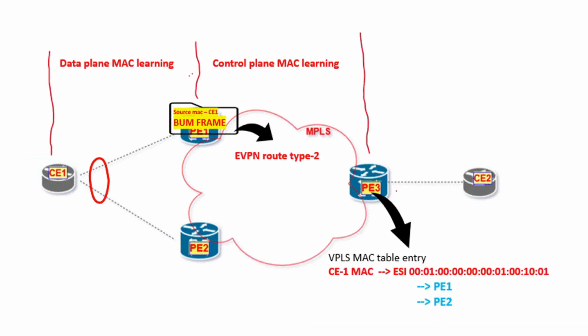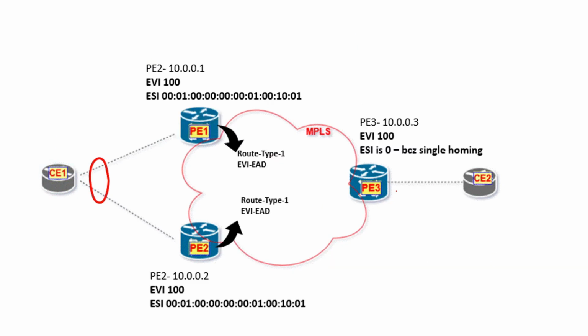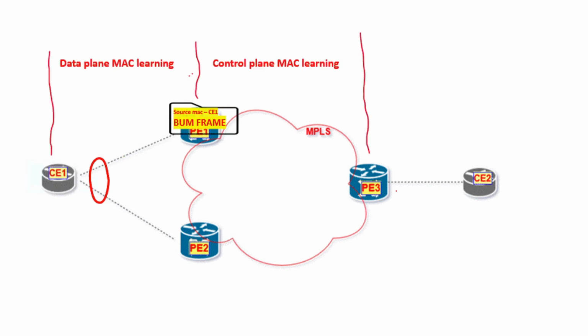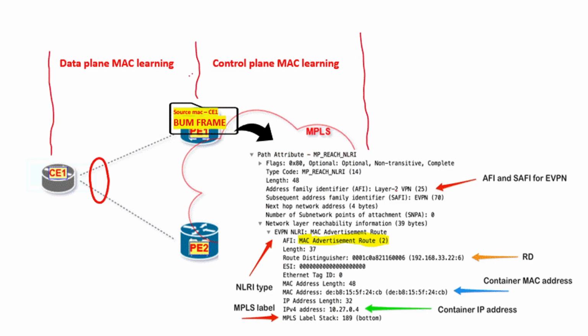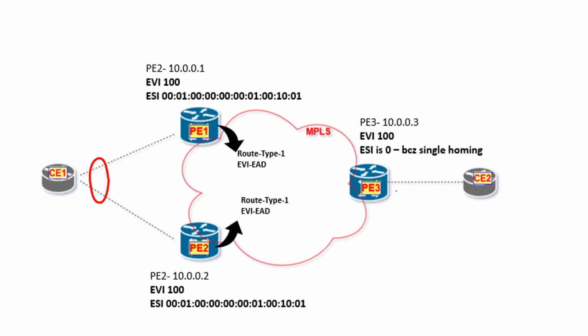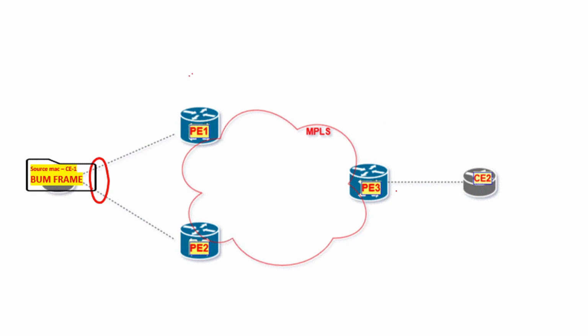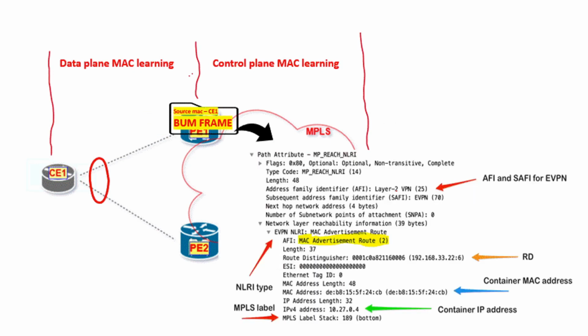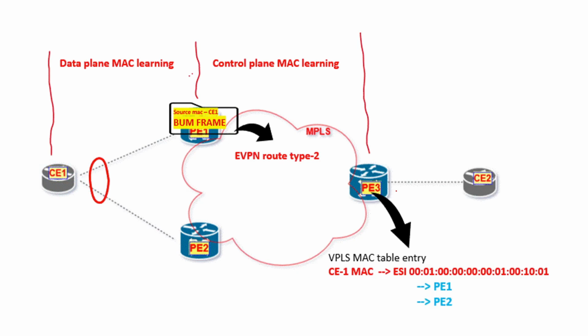So once PE3 receives that, he will say okay, it has been received from a particular ESI. So he will try to add that entry in the routing table. But while doing the lookup, he will have a hierarchical FIB. So if he needs to reach that particular MAC, he will point it towards the ESI of that particular multi-homing router, and then that ESI will point towards PE1 and PE2. So in this scenario, it is doing a kind of load balancing here.